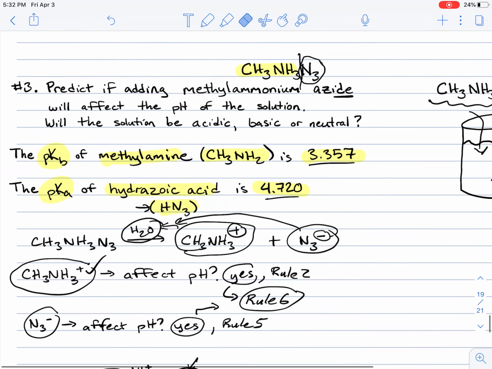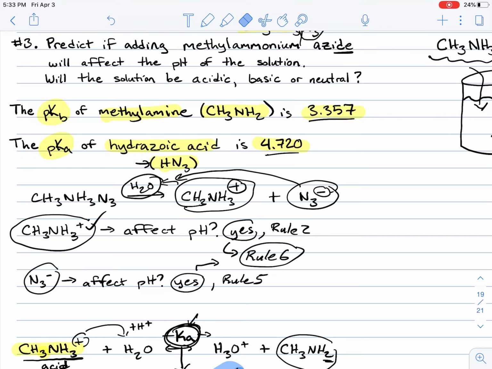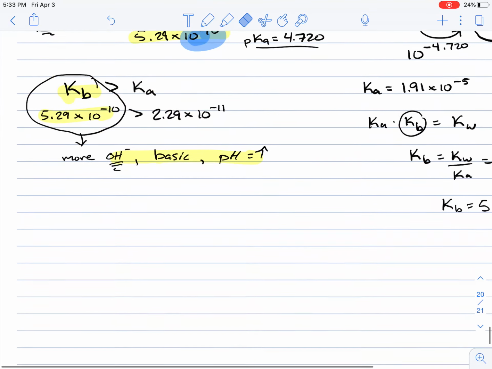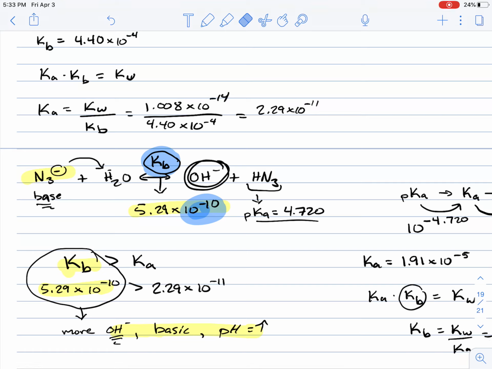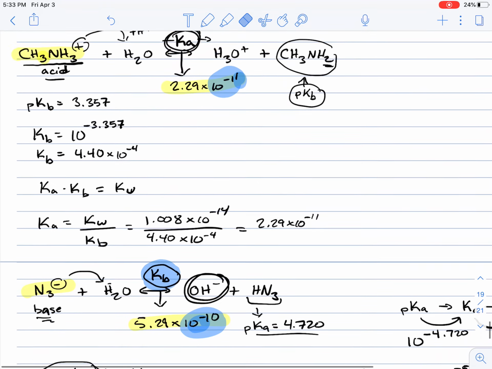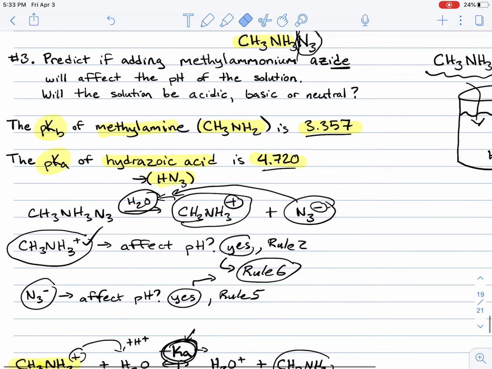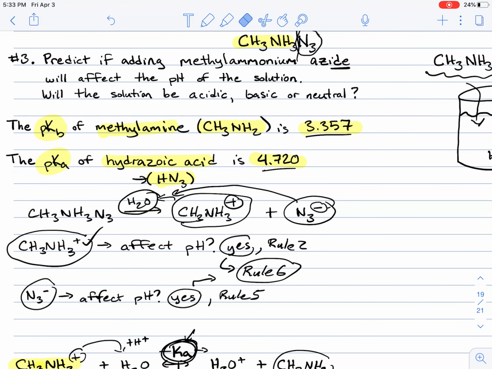So that's pretty much it for this lecture video. Hopefully you guys understand how to use rule number 6 to determine if you have two ions of an ionic salt that can affect the pH, like both of them can affect the pH of the solution. And if both of them can affect the pH of the solution, then you will have to use the correct equilibrium values and compare them to see which ionization constant is much greater than the other.